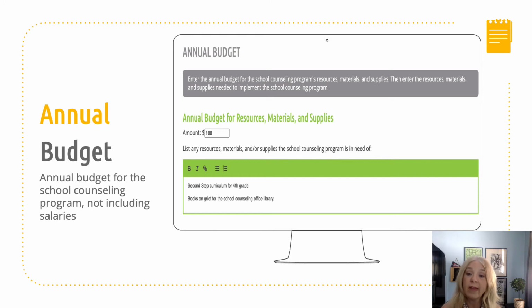If your school does not provide a budget for the counseling program, which is often the case, you would enter 0 for annual budget. Again, if there's more than one counselor in the building, you should discuss what you would include here first.